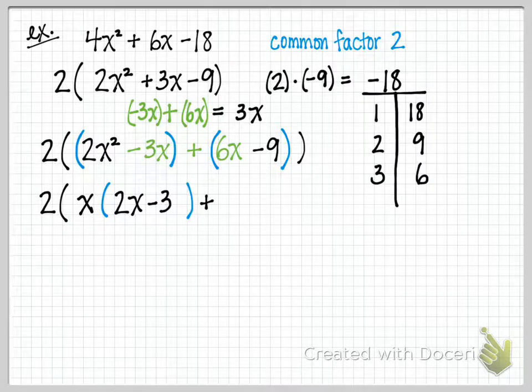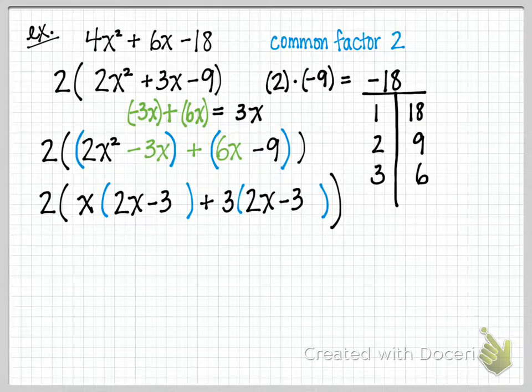And I'm going to look at what's common in each of those groups. In this first group here, I notice that both of these terms have a common factor of x. So I factored it out. In this next group, I'm looking at what's common between 6x and -9, and it's a 3. So I factored out the 3. And now I notice that I have a 2x minus 3, and I have a 2x minus 3. So I'm going to factor that out.